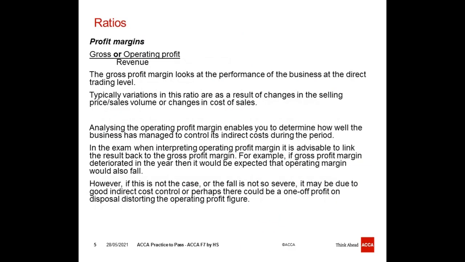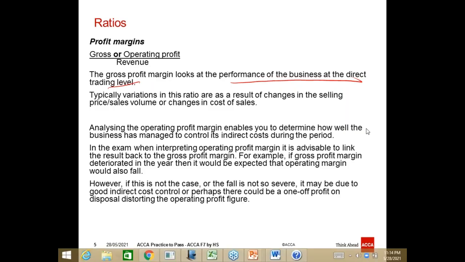Now, then we have gross profit and operating profit. Gross profit measures the performance of the business at the trading level, like how much profit we are gaining from the products or services. Yes, actually, the ratio has a direct relation with the numerator. So if the denominator increases, the ratio will decrease because they have an inverse relation.